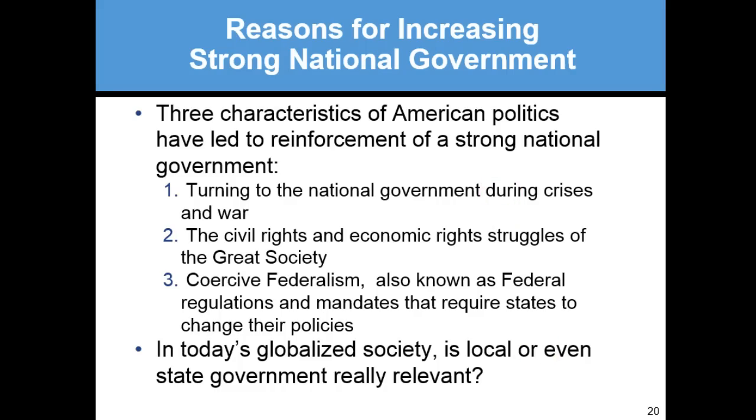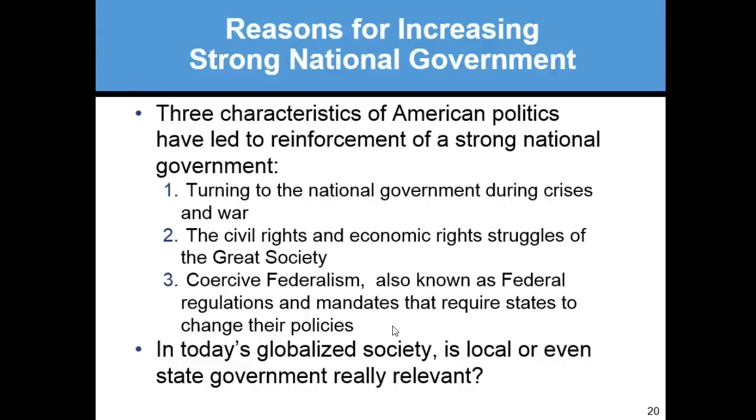So there are three characteristics of American politics that have led to a reinforcement of the need for, or the purpose of, a strong national government. The first is that we always tend to look to the national government during a crisis and during war. The second is that the civil rights and economic rights struggles of the Great Society led to more need for government intervention at the federal level. And the third has been the use of coercive federalism, carrot and stick, through federal regulations and mandates that require states to change their policies, or to have money taken away from them if they don't change their policy, or if they change their policy, they get money.